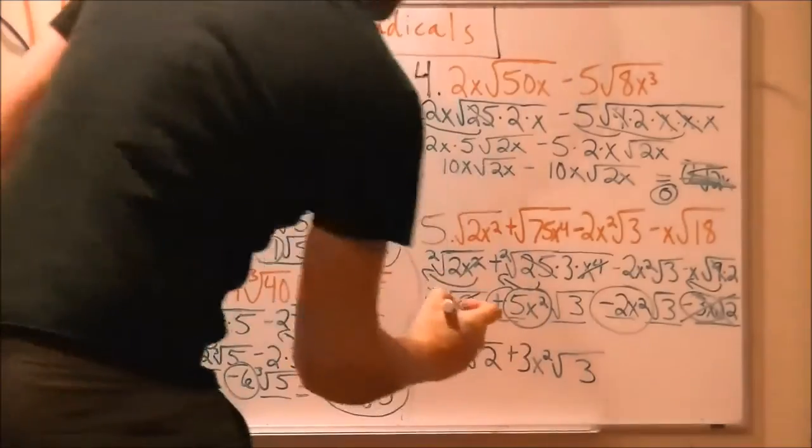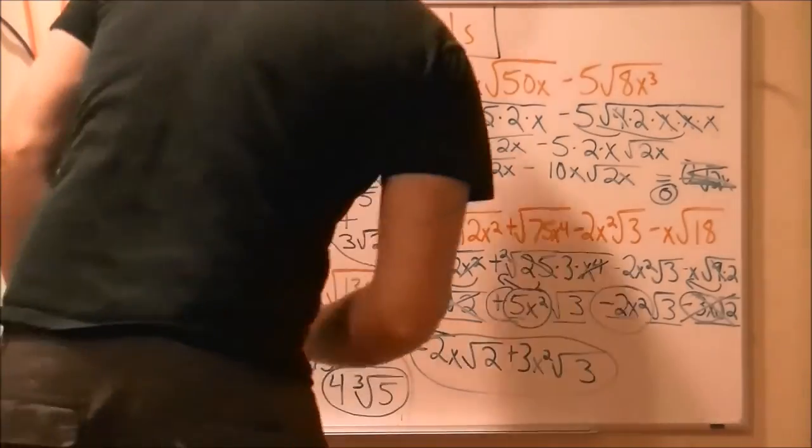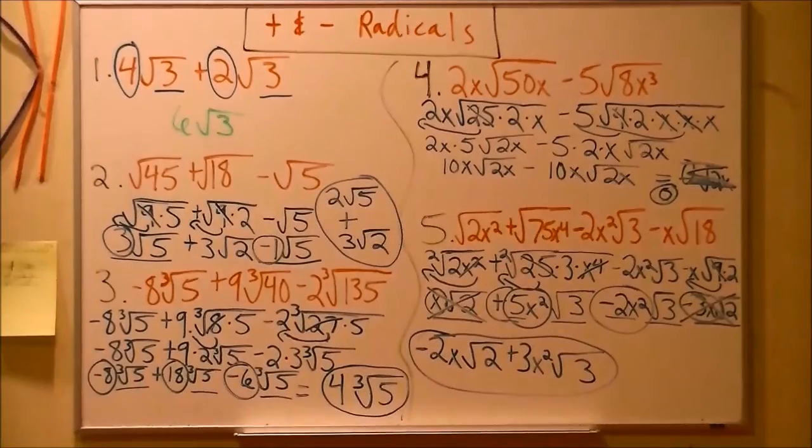And so guys, my final answer here, this big long problem, our granddaddy of all finales, is negative 2x square root of 2 plus 3x squared square root of 3. So what do you guys think about that?